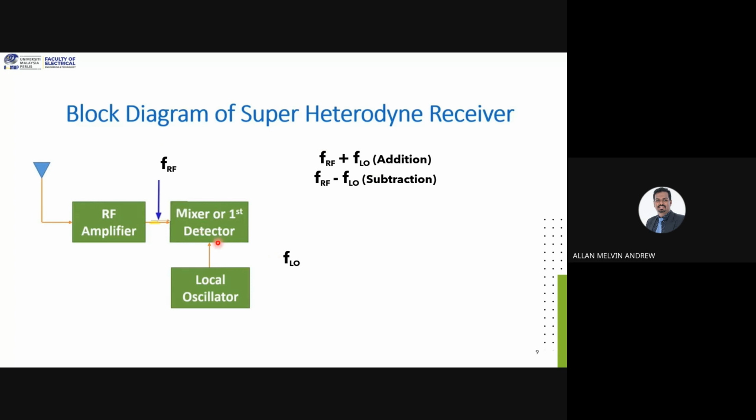In the mixer, you usually have two processes. One we call addition, and the other we call subtraction. For addition, you just add FRF plus FLO. For subtraction, FRF minus FLO. Both processes happen in the mixer, and the output is these two.